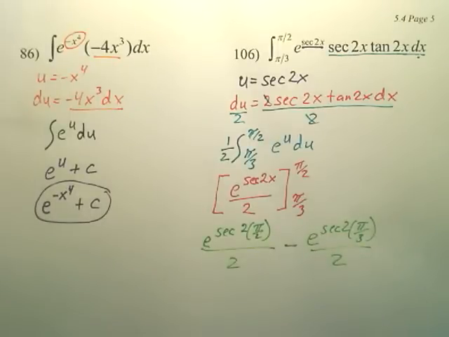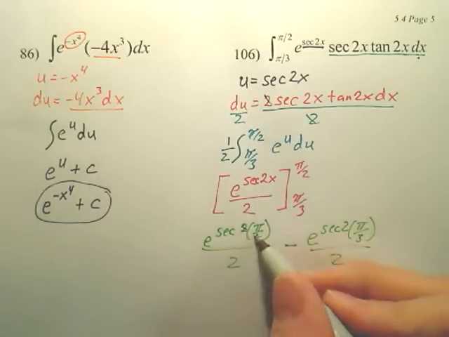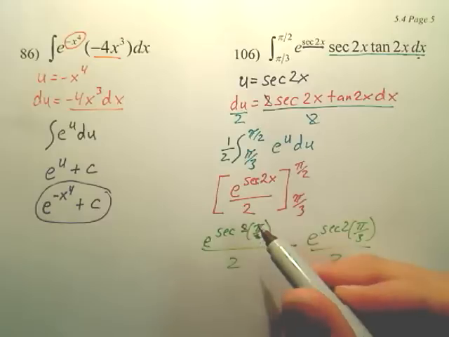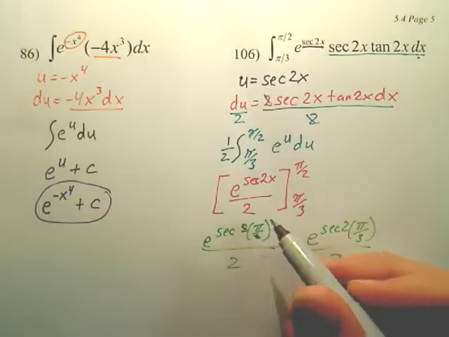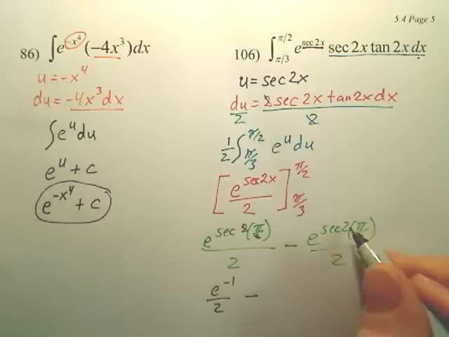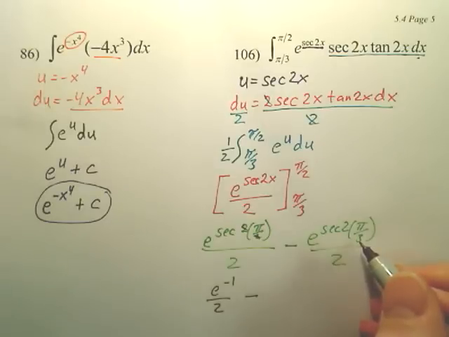This is the fundamental theorem of calculus. This ends up being, these cancel. This means secant pi. Secant is 1 over cosine. Cosine pi is negative 1. So this ends up being e to the negative 1 over 2 minus, these don't cancel, but 2 pi over 3 is 2/3 pi. Cosine of 2/3 pi is negative 1/2.